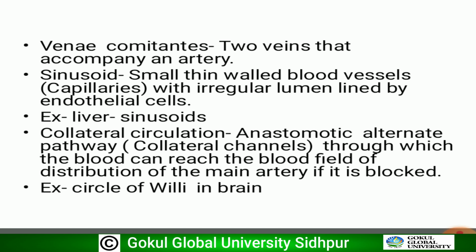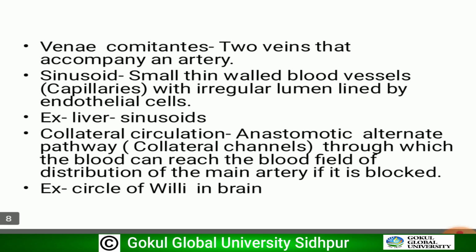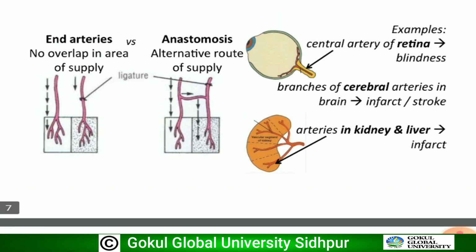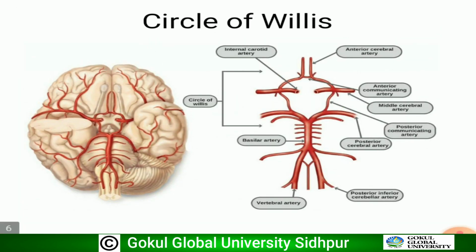Collateral circulation, anastomotic alternate pathway through which the blood can reach the field of distribution of the main artery if it is blocked. Okay, we have seen the circle of Willis in brain. In short, if there is a block in any artery, there are so many alternative supplies, so it doesn't allow the brain to infarct, until it receives supply from the collateral circulation, okay.